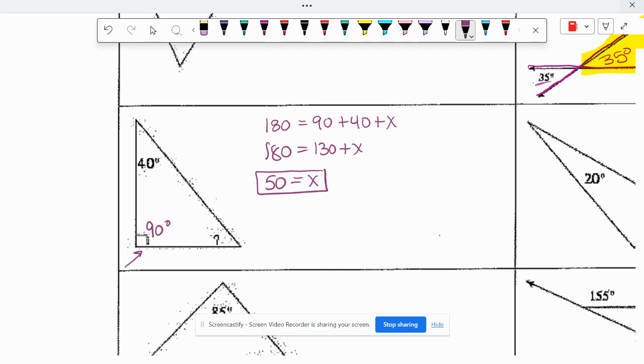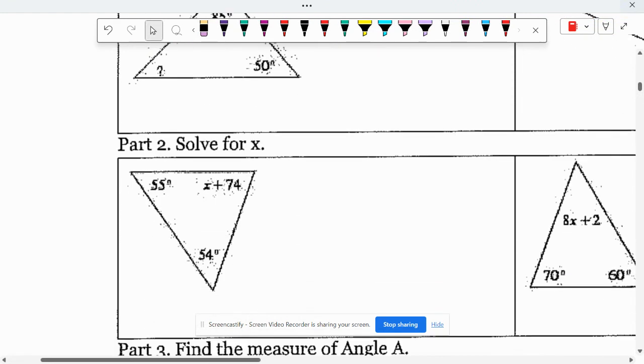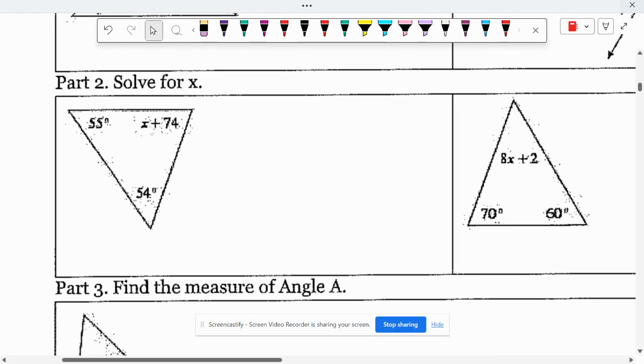All right, I'm going to jump down to part 2. Again, I will do the rest of these on Wednesday. I just want to give you a baseline.